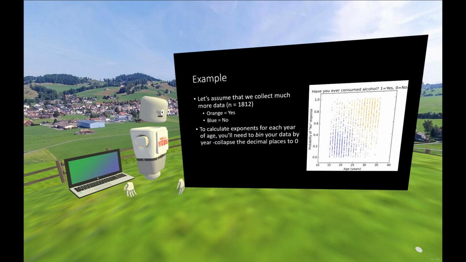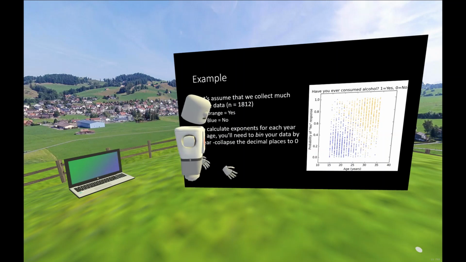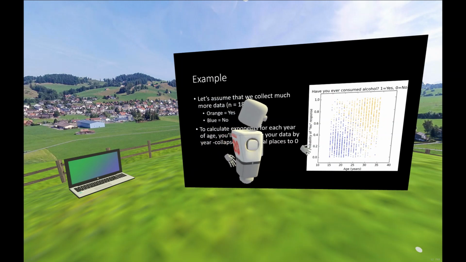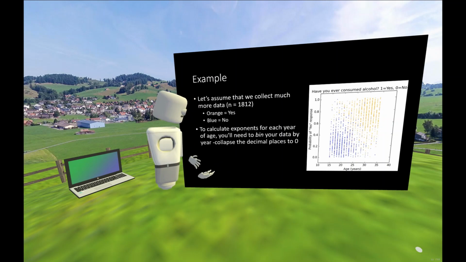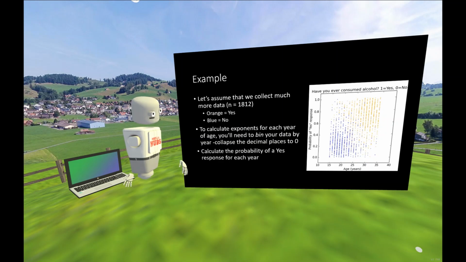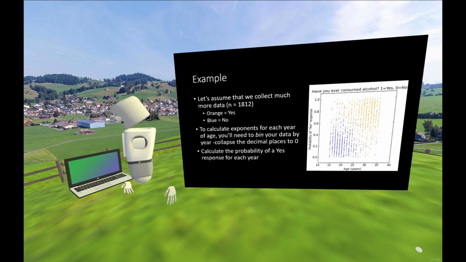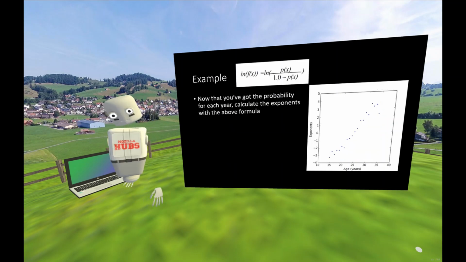Now what we can do is bin this data by year, so each of these little columns of data is 1 year of age. We can get the average yes or no response, so the average probability of a yes response for each of those age groups. And this lets us calculate a probability for each of these years.